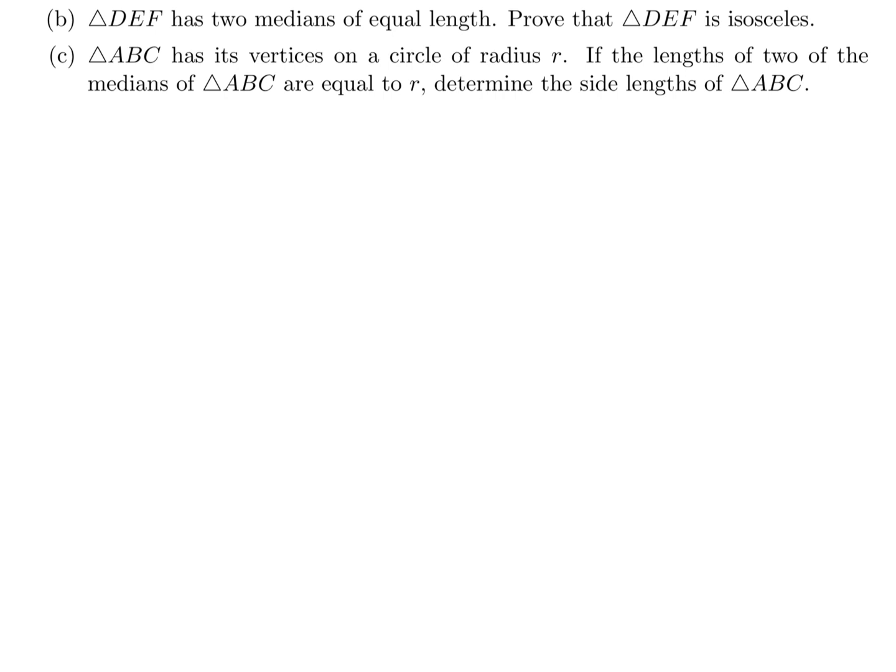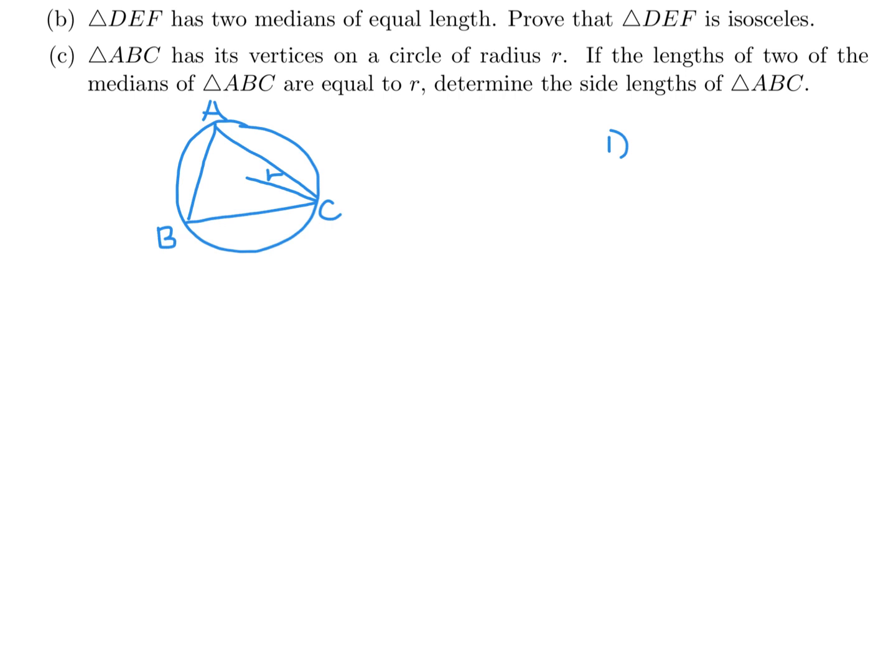So I think we have a scenario where, let me just draw this first. Let me just see what kind of scenario I'd have. So we've got some triangle with A, B, and C, and it sits inside a circle. And that circle has a radius of r. And what are they saying here? If the lengths of two of the medians are equal to r, determine the side lengths.